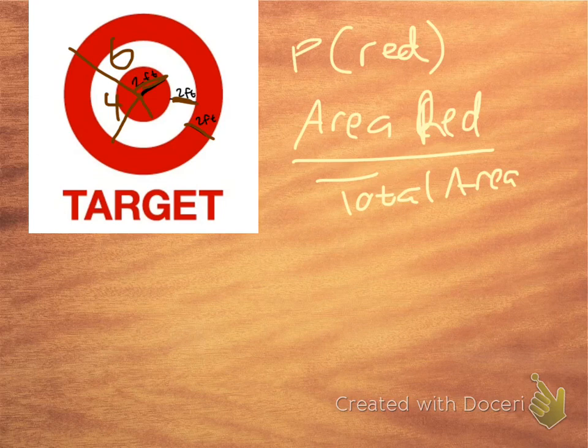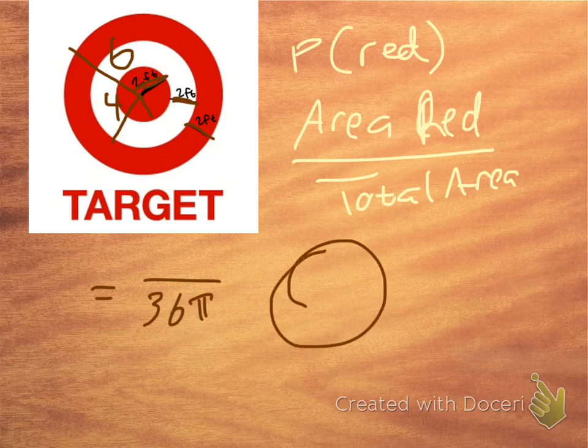Right, so the total area should be 36 pi, and then you're just finding the area of the red parts by doing the big circle minus the middle circle, because we want to take that out, but then you need to add the little circle again. Okay, and we'll talk more about that in class.